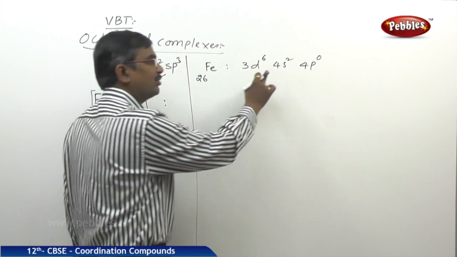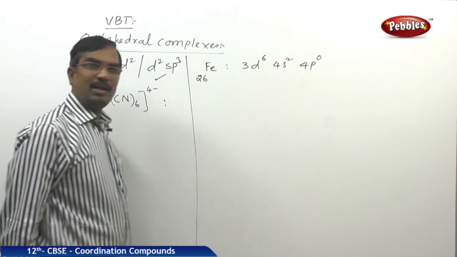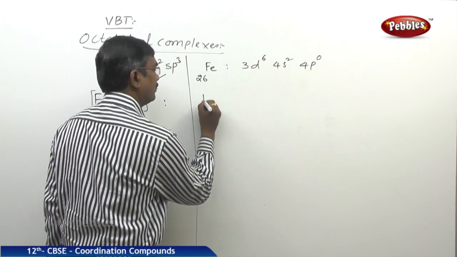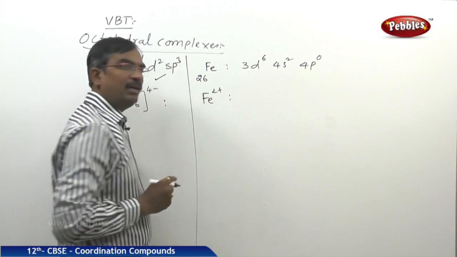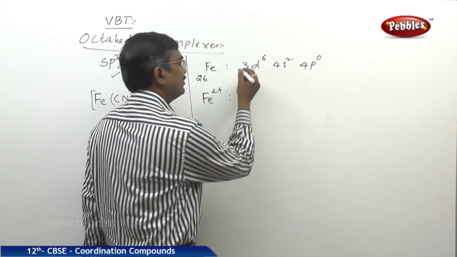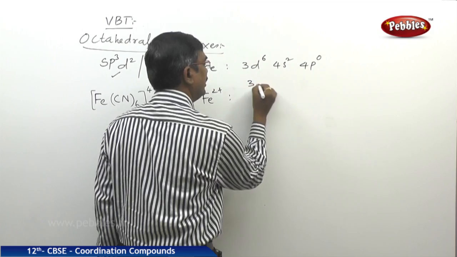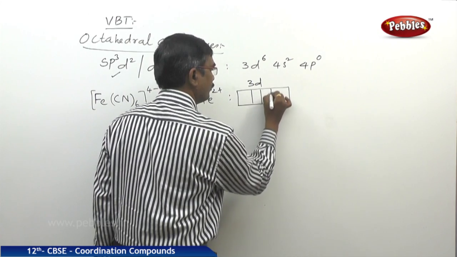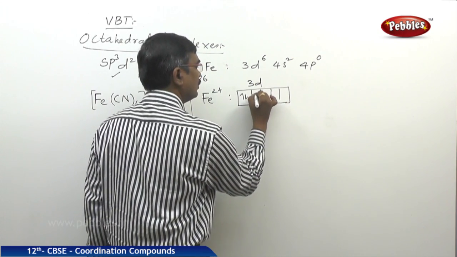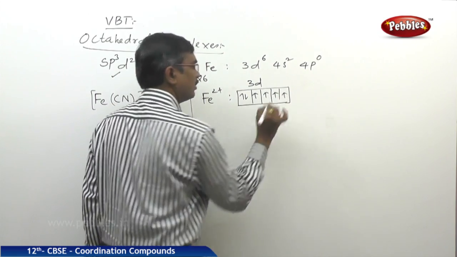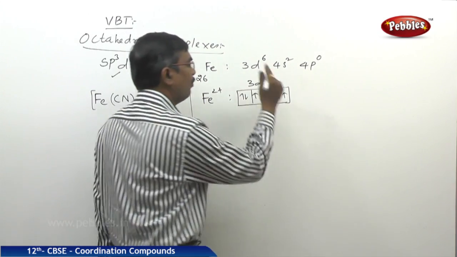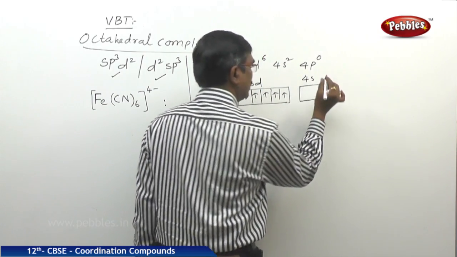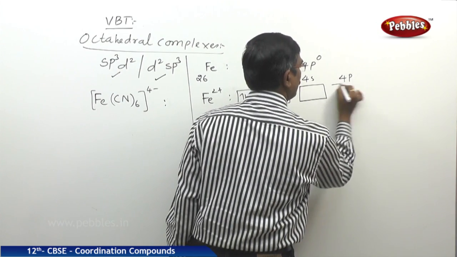So the electrons must be lost from the outer orbital, which is the 4s atomic orbital. In the +2 state, iron will have the 3d6 configuration as usual, so the 3d orbitals have 6 electrons: 1, 2, 3, 4 like this. So 3d6, 4s0, meaning the 4s has 0 electrons, and 4p also has 0 electrons.